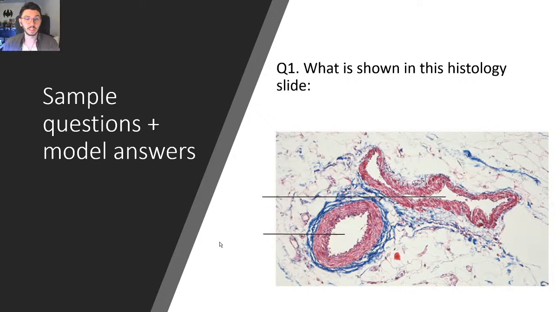So this is a sort of simple diagram here. This question almost comes up every year, talking about the histology. And what do we see here? So we see that the first one here is the vein, so that would be the vein, and that's the artery. How do we know this?